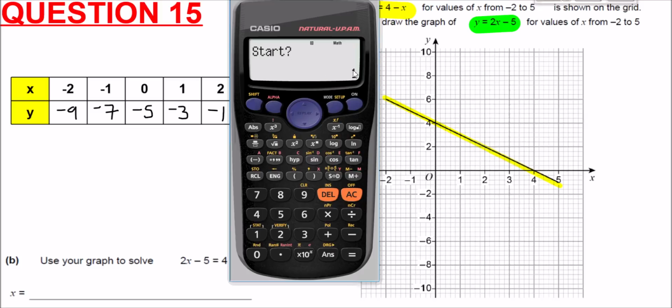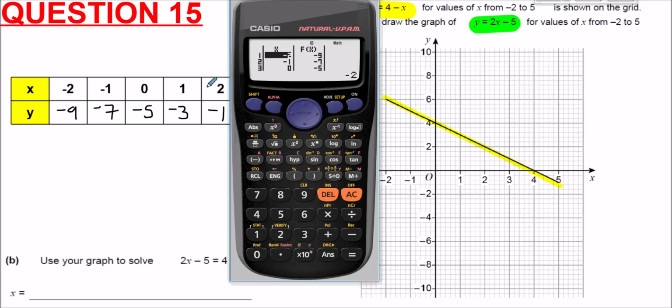Start means the starting value of x. So x starts at minus 2. So type in minus 2 and press equals. And the graph, we can end it at 5. So press 5 and equals. Step means what is x increasing by each time. So if you have a look at this coordinate grid, x is going along in ones. 1, 2, 3, 4, 5, 6. And so we can leave this as 1, and then just press equals.